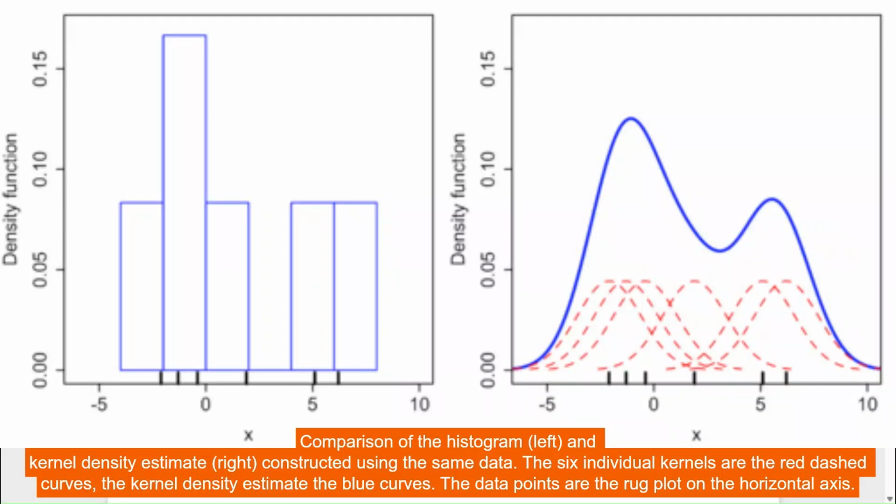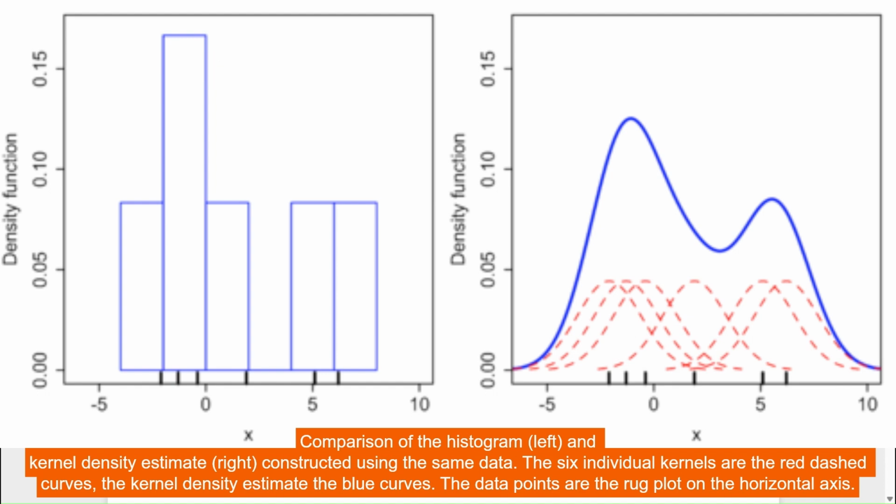So now, as you can see on this diagram, for the same data set, we have two different figures. On the left one, we have a histogram, and on the right one, we have kernel density estimate, which is constructed using the same data. So here, if you look at this bin, there are two data points inside this bin. So this bin is higher than the other bins, all of which have a single data point.